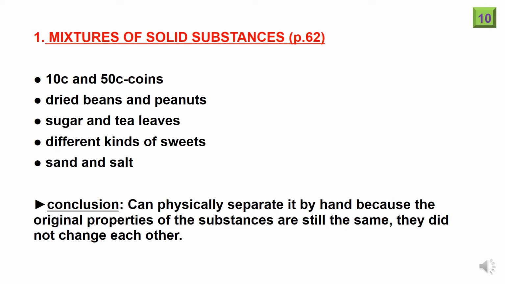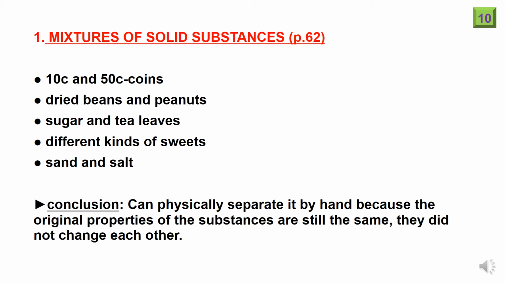Mixtures of solid substances. If we look at mixtures of solids and specifically at the following examples, first, the 10 cent and 50 cent coins can physically be separated by hand. The reason? Because you can see the 10 cent coins and you can see the 50 cent coins. So therefore it's important that you understand this and that all the other examples do not change because of their original properties that are still the same.